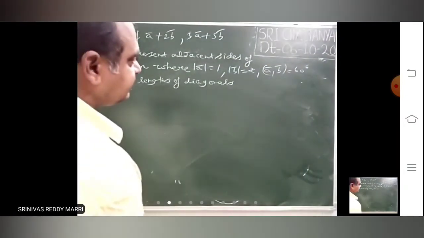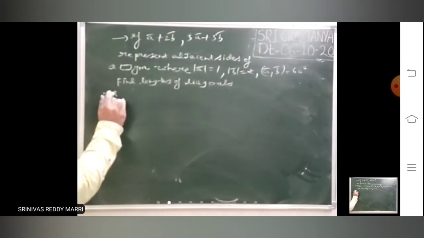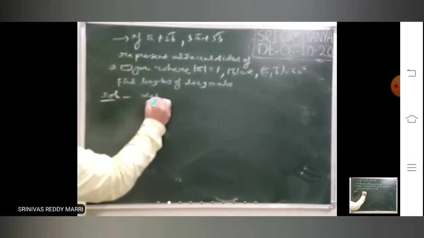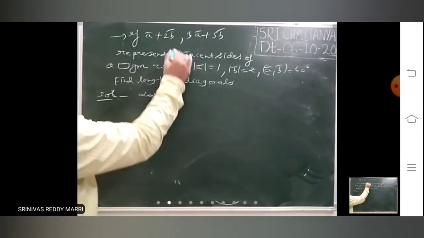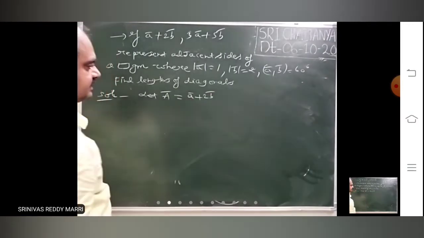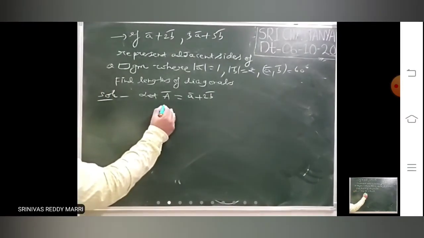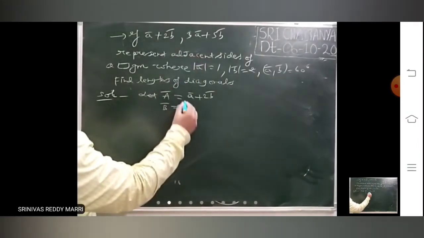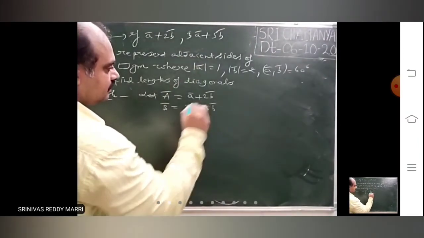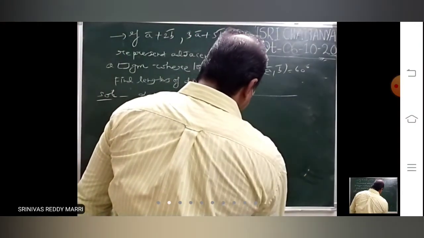If you want to calculate the length of a diagonal, you must first calculate the vector represented by the diagonal. For convenience, adjacent sides are given. This is a bar I am taking, and this is b bar I am taking.